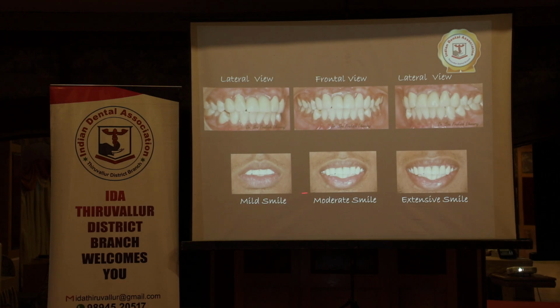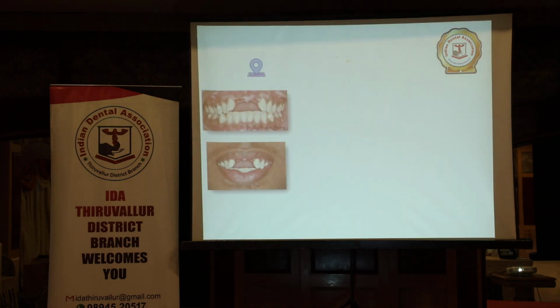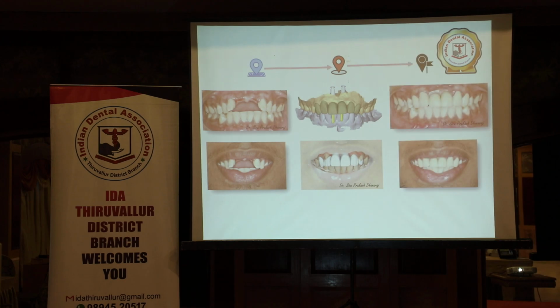So we usually record this in 3 stages: mild smile, moderate smile, and extensive smile. This is an average lip line. It's not a high lip line, it's not a low lip line, it's an average lip line. Exactly, 25% of the gingival side of the tooth is covered by the upper lip. And the patient is pretty much happy with this. This is the post-operative OPG. So we started from here. This is the planning part, and this was the final prosthesis.